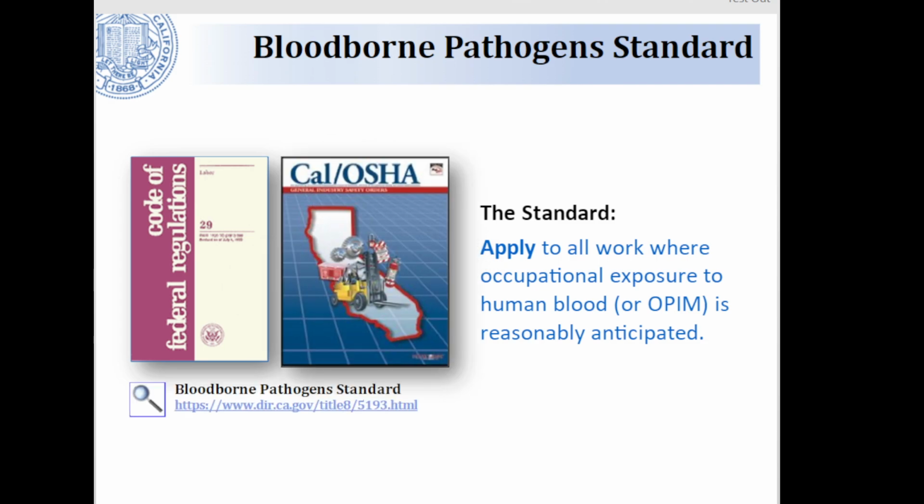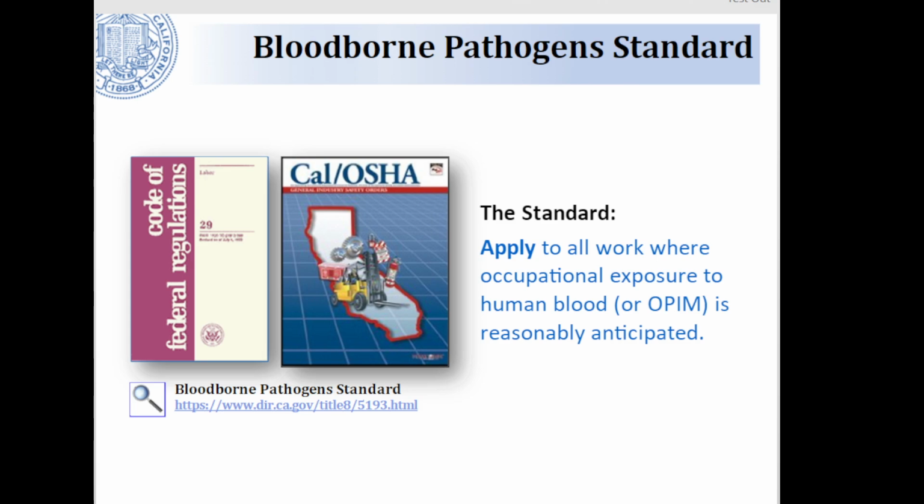The Bloodborne Pathogen Standard is a set of regulations passed by the California Occupational Safety and Health Administration, Cal-OSHA, as well as the Federal Occupational Safety and Health Administration. The UC Davis campus adheres to the Cal-OSHA standard as it is more stringent. The purpose of the Bloodborne Pathogen Standard is to reduce or eliminate the risk of occupational exposures and to prevent disease if an exposure occurs.